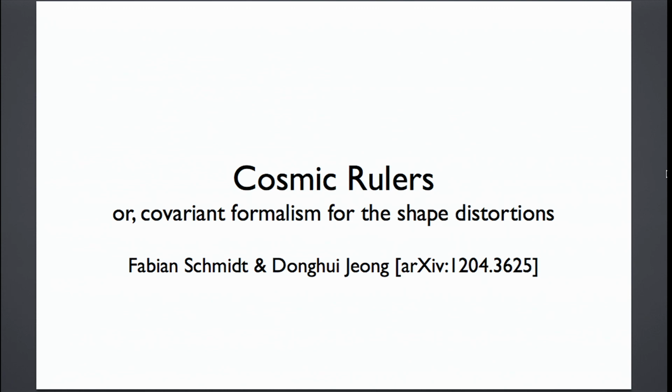But don't be too depressed. I have 2 more places to look at. And the second place is the shape of galaxies, and how those are correlated over the sky. So we call it cosmic rulers, or the covariant formalism for the shape distortion.